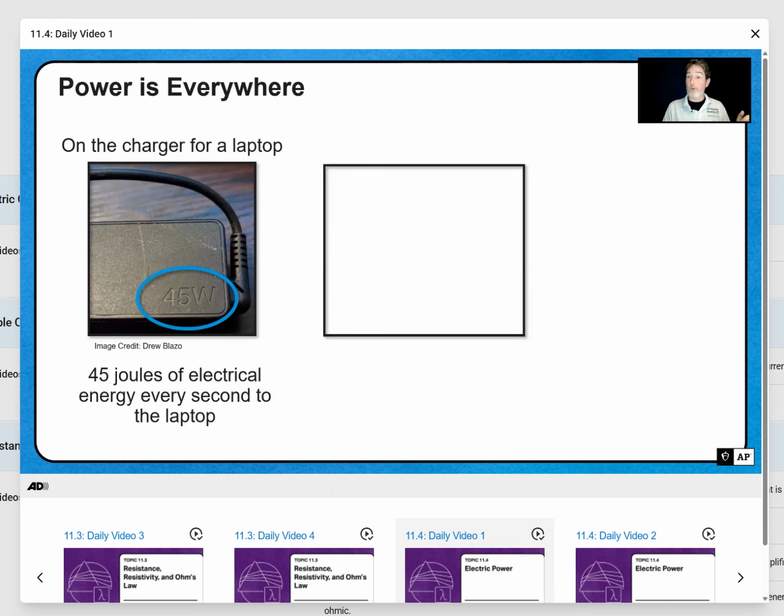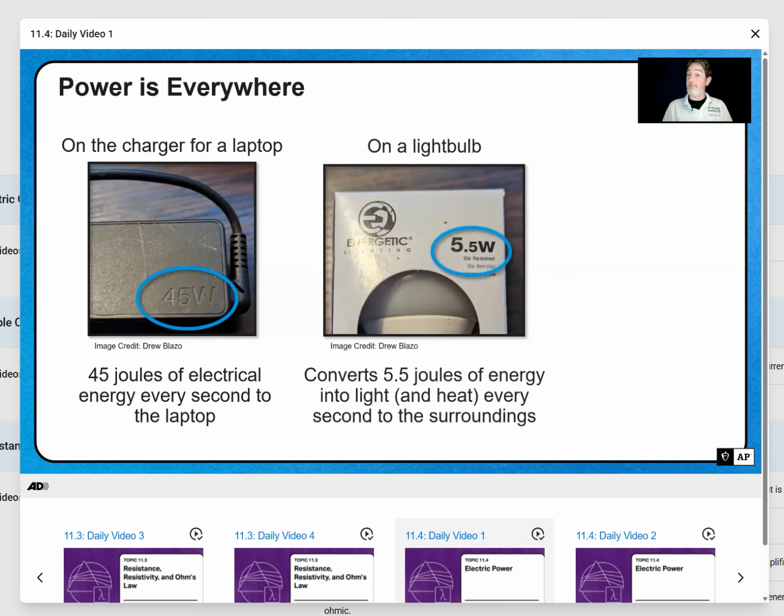You can see it says 45 watts. So it is transferring 45 joules of electrical energy every second between the outlet and the computer. Here we have a light bulb, which is labeled 5.5 watts. So it's converting 5.5 joules of electrical energy into light and a little bit of heat every second, which is dissipated into the surroundings. These do give rise to some unexpected units.